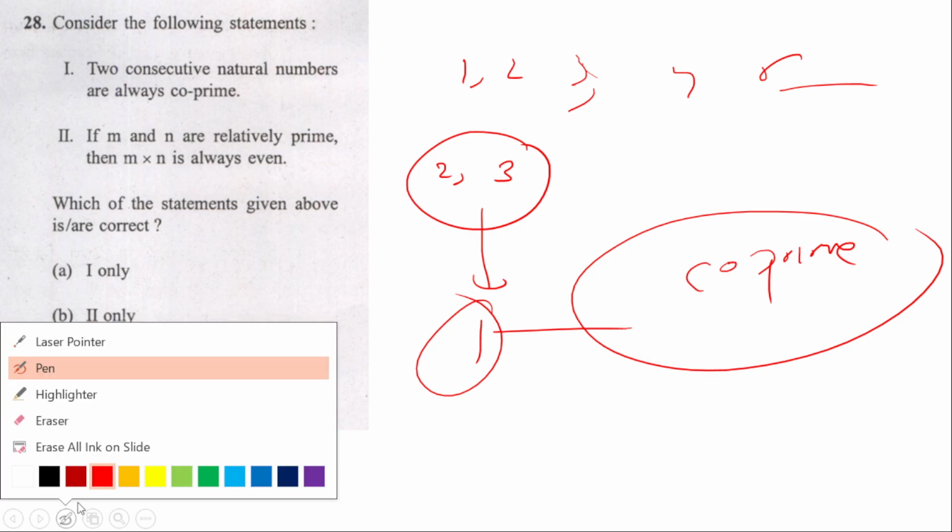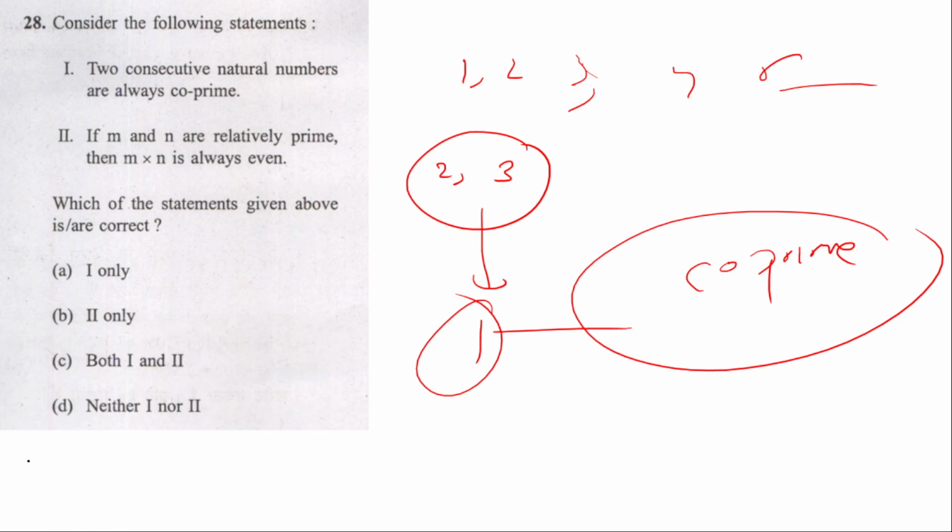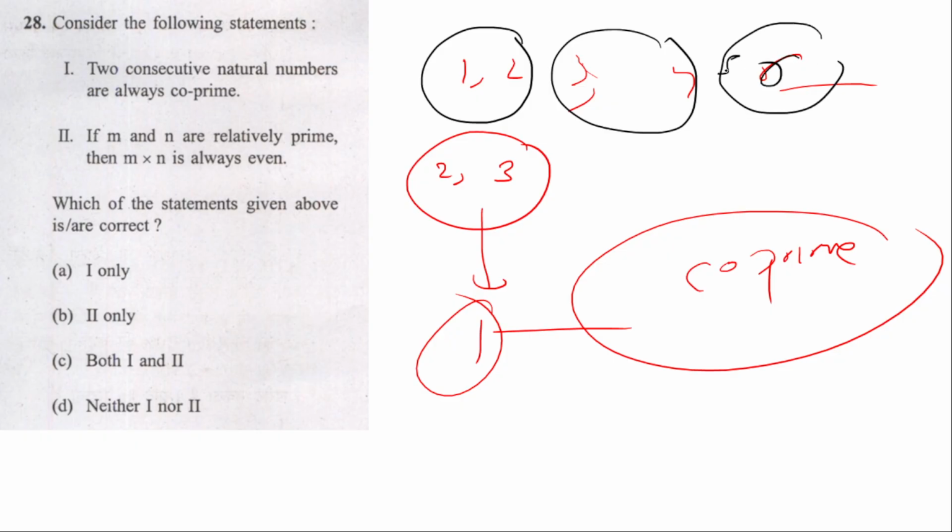Now take two consecutive natural numbers: 1, 2, 3, 4, 5 and so on. When we make pairs of consecutive numbers, one number you will get odd and the other even. So there will be combinations of odd and even. When you have odd and even, there will be no common factor except 1. So these numbers will always be co-prime. I hope you understood. So the first statement is correct.